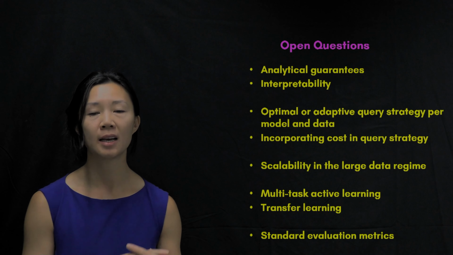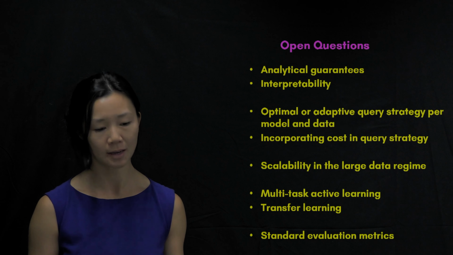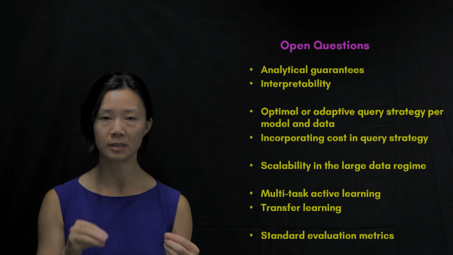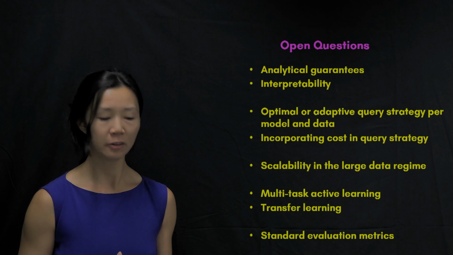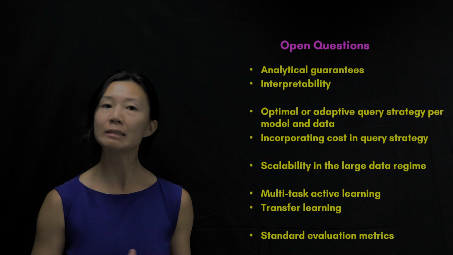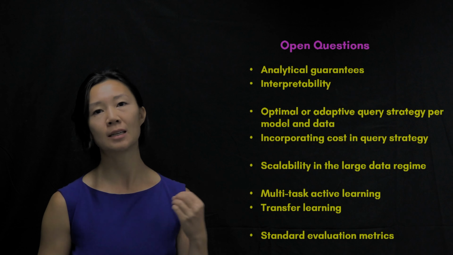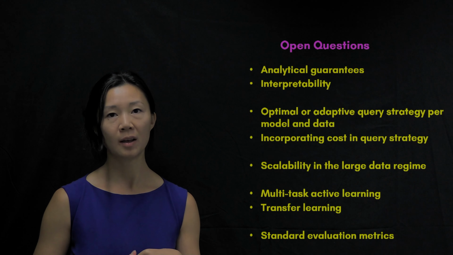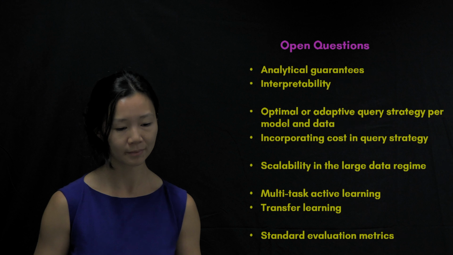We'd also love to see optimal or adaptive query strategies that are affiliated with a model or a data type. If there's any kind of formal strategy to associate query with model and data, that'd be a great solution. In video 3, we talked about value of information in query strategies, but we didn't really talk about incorporating cost in query strategies. So there has been some work done in this, but we'd like to see way more inclusion of cost in query strategy, because in real life, there very much is a cost associated with sampling.